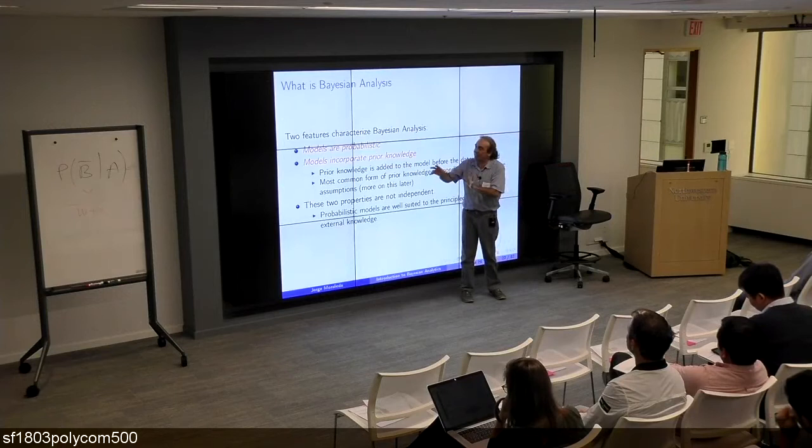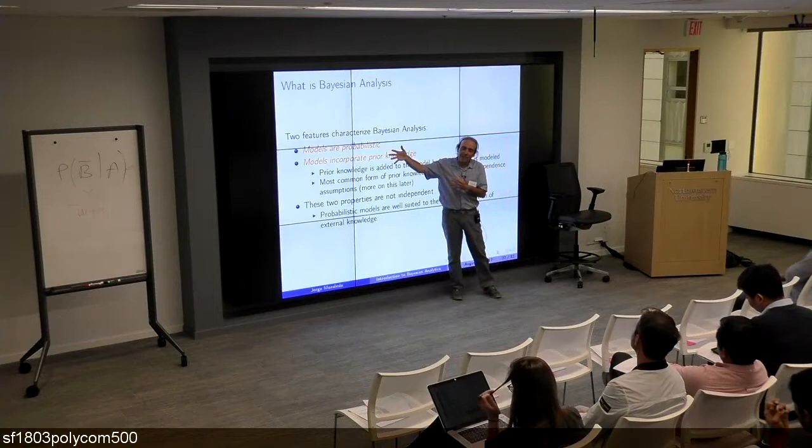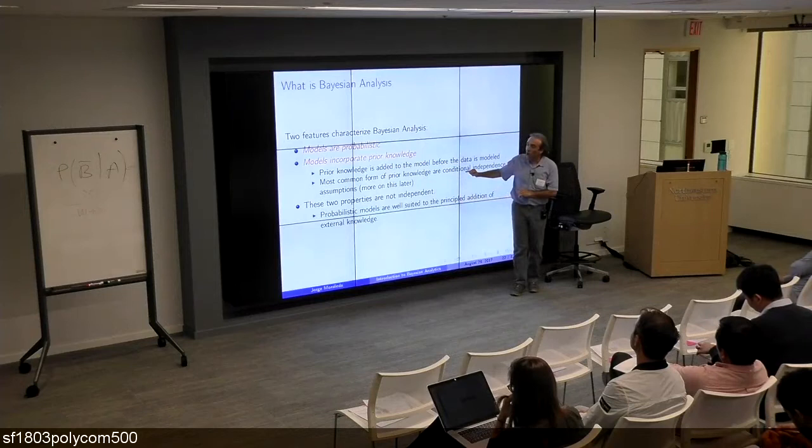So the idea is how do we incorporate all of this knowledge that is real, meaning it's not a guess. And this is important, right? Because yes, you can guess things in Bayesian analysis and people do that. That's not the point, and that's a bad idea. Anyway, you have prior knowledge, and we will see in a minute that the most common form of prior knowledge in practice is something called conditional independence, and we will see what that looks like.